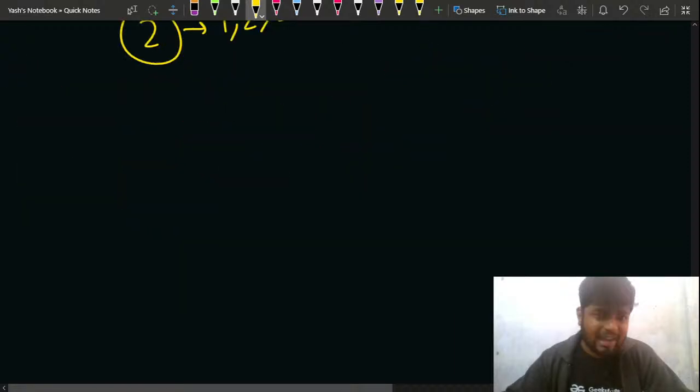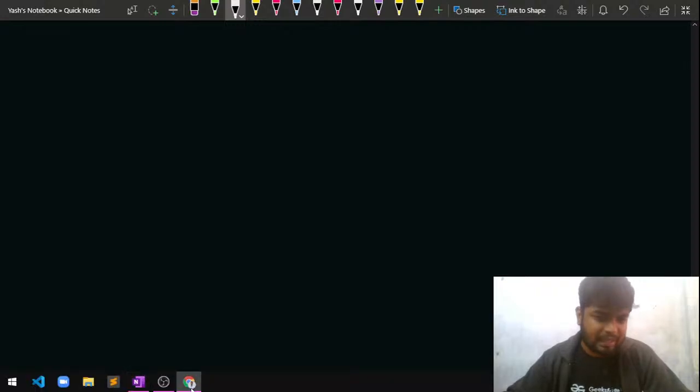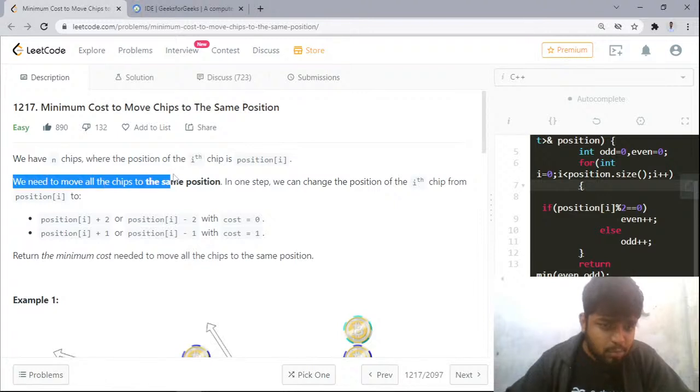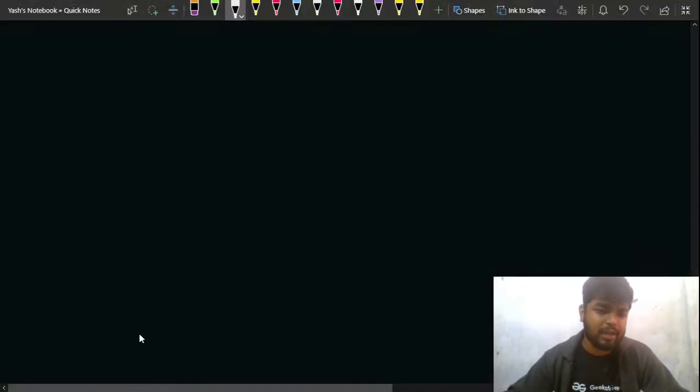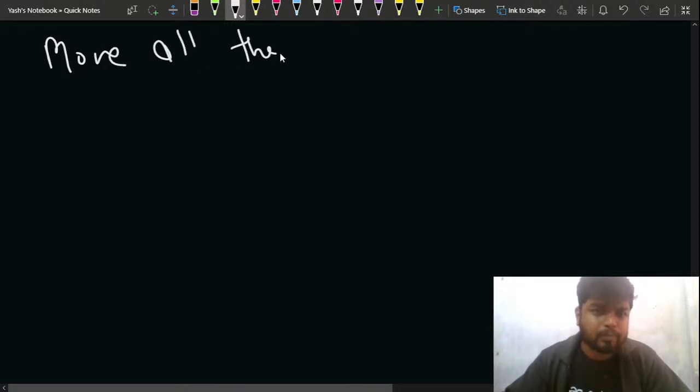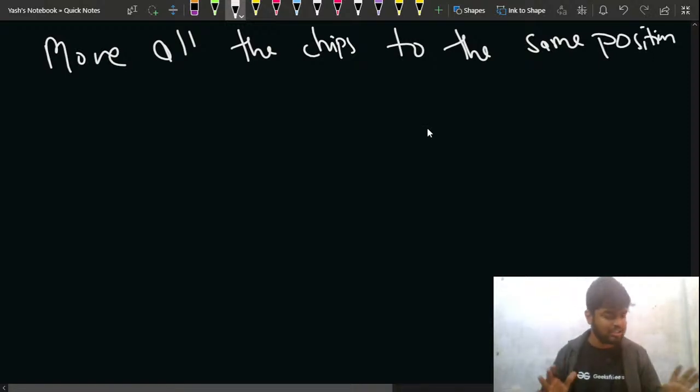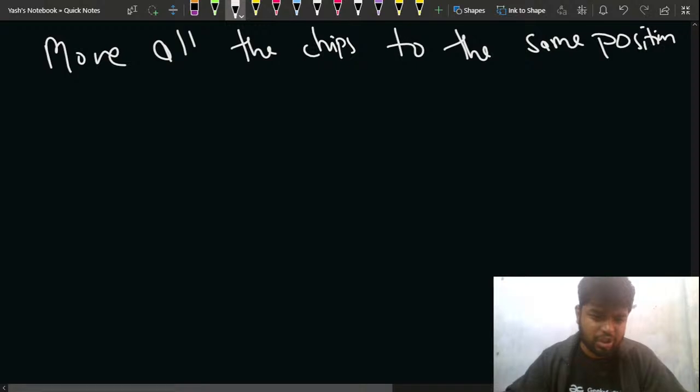Now moving ahead, let me have a look at the problem statement and let us see what it says further. Firstly, it was very important for us to understand the problem statement. After that, what it says is you have to move all the chips to the same position. All the chips should be moving to the same position in the end.